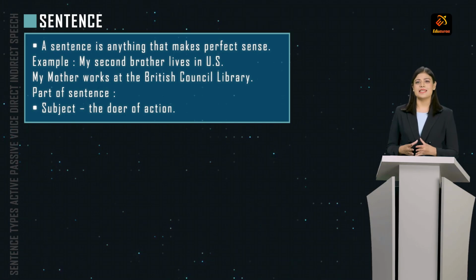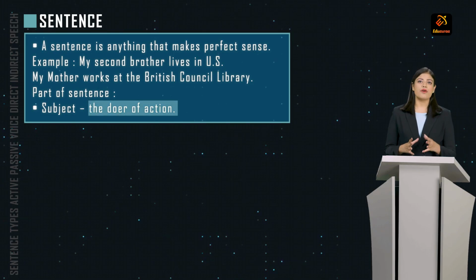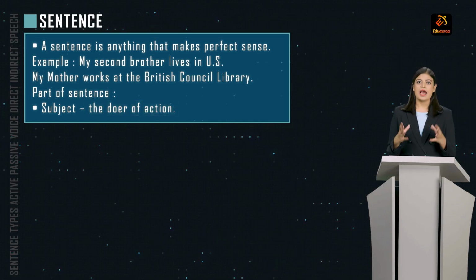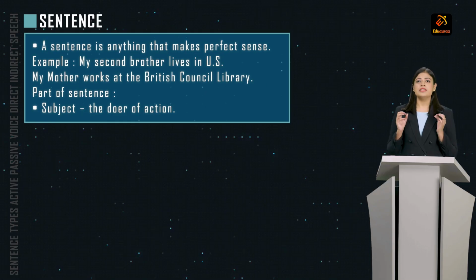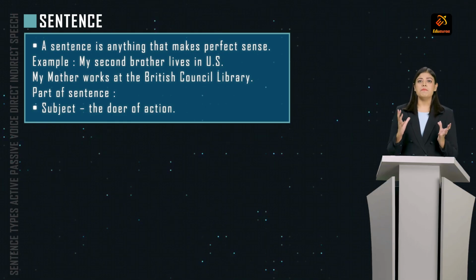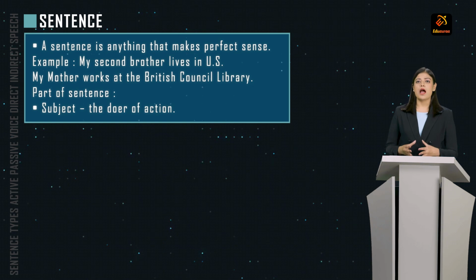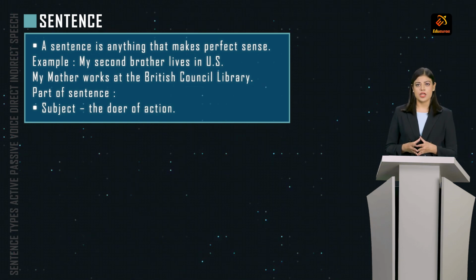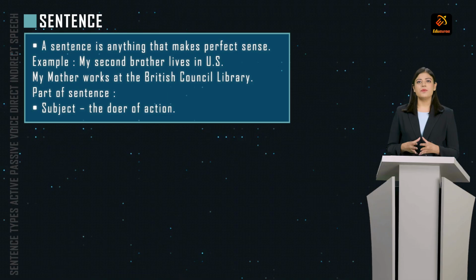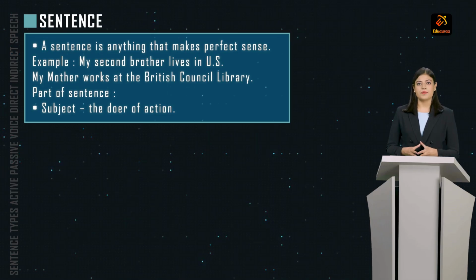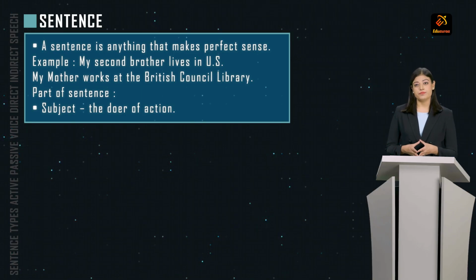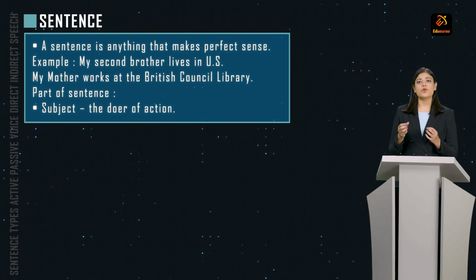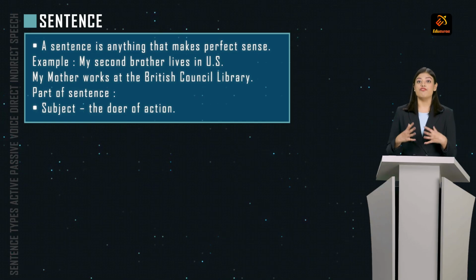What is a subject in a sentence? A subject is the doer of the action. Any person, and not just person, even a non-living thing, the entity that is performing the main action in the sentence becomes your subject. So when I say, my second brother lives in the US, who is the subject in that sentence? It's my second brother. Because my brother is the one performing the action of living in a particular country.